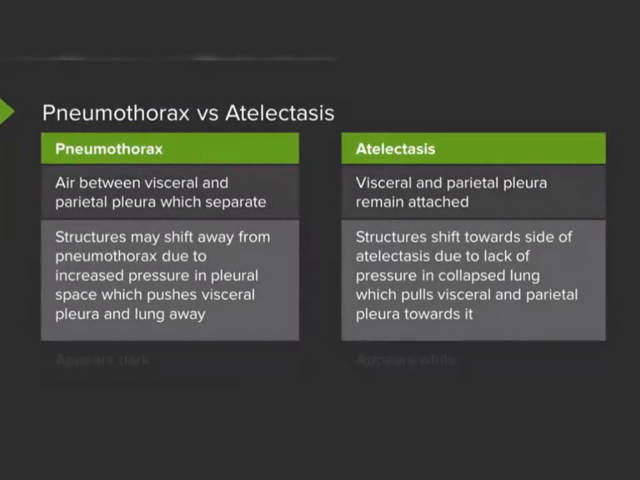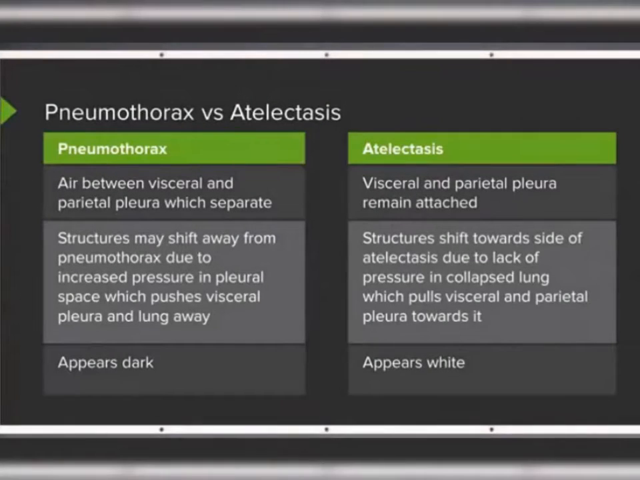In a pneumothorax, structures shift away from the pneumothorax because you have increased pressure in the pleural space, and that pushes the visceral pleura and the lung away. In atelectasis, however, you actually have shift towards the side of the atelectasis because you have lack of pressure within the collapsed lung, and since the visceral and the parietal pleura are still attached, they get pulled towards the collapsed lung.